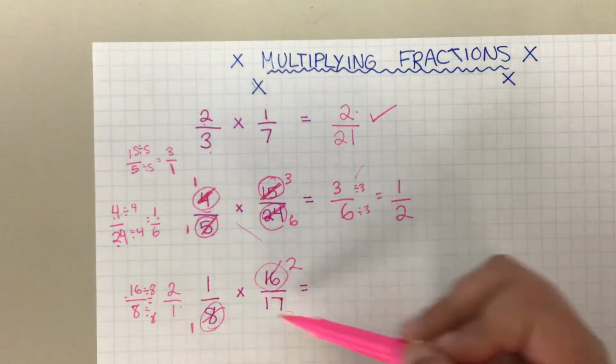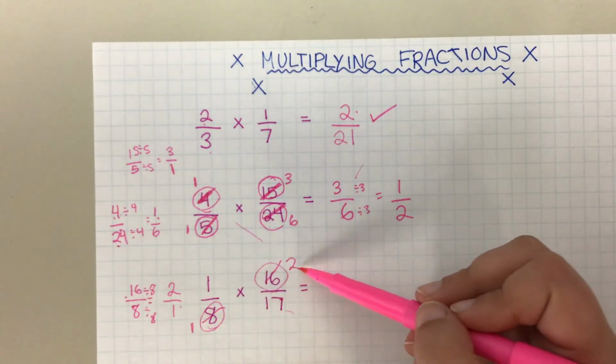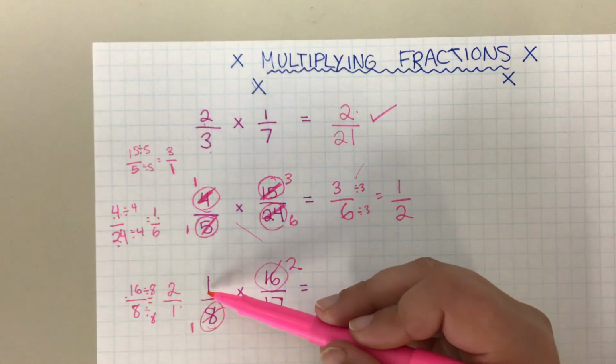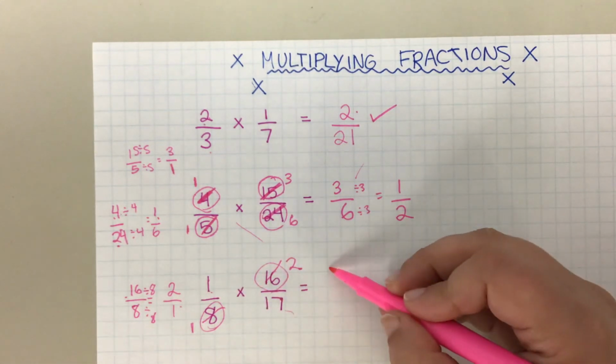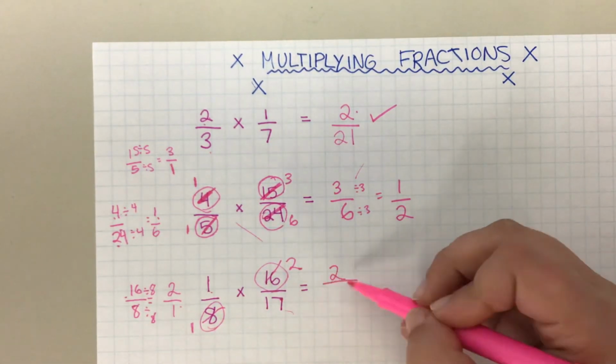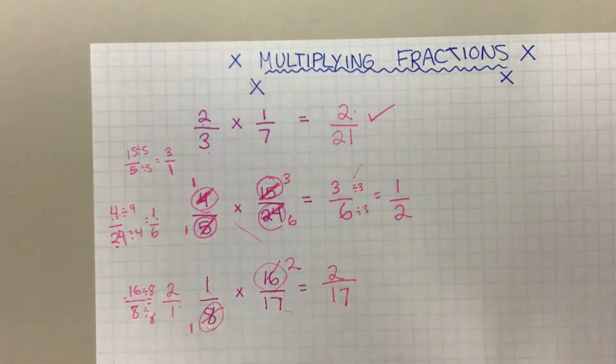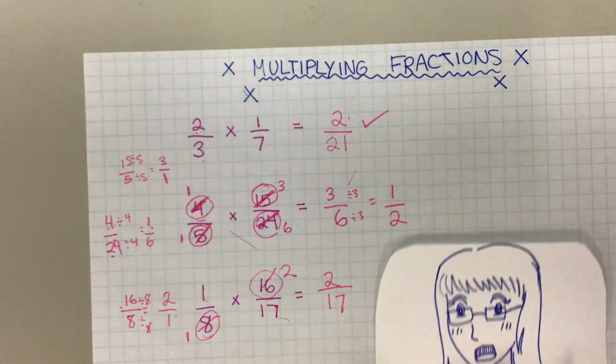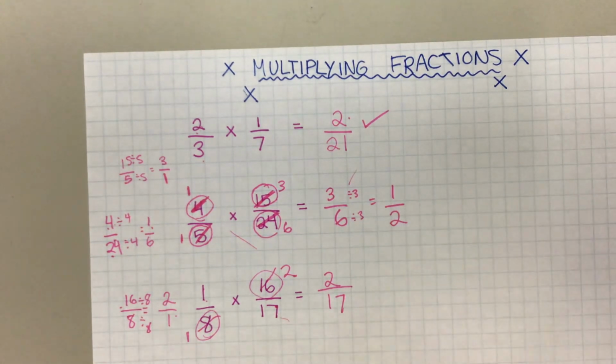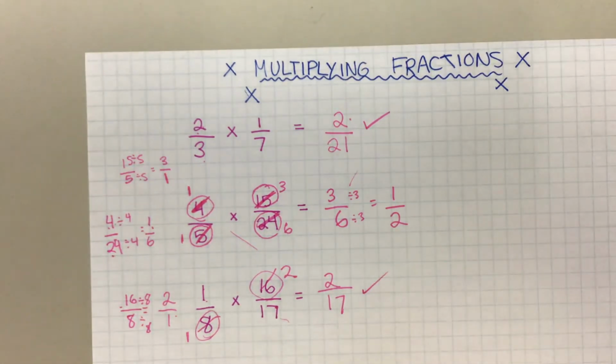And because these ones don't do anything, I'm just going to multiply these new numbers with the numbers there that we can't really change. So 1 times 2 gives me 2. 1 times 17 gives me 17. I look to see if I can reduce. I don't think it does reduce. There we go. We have our final answer again.